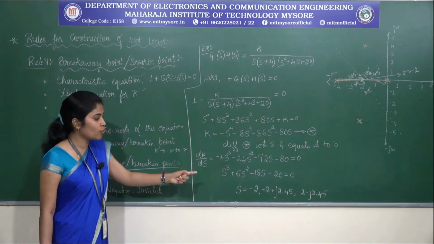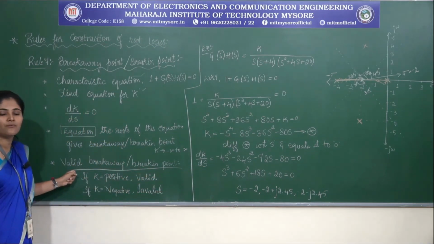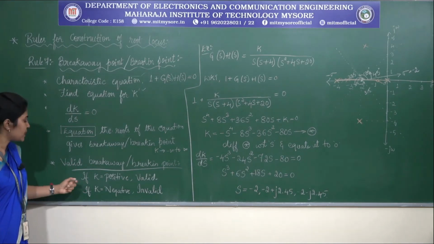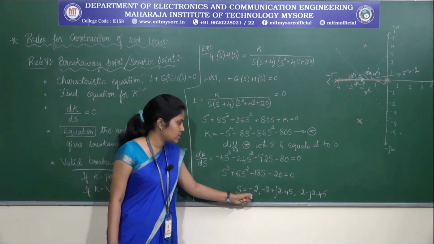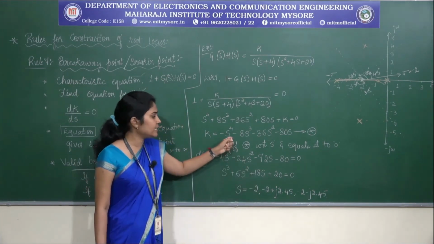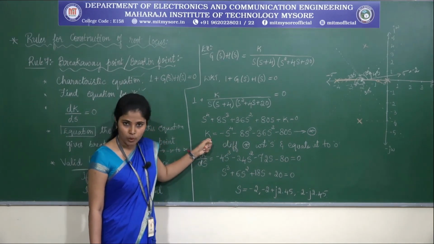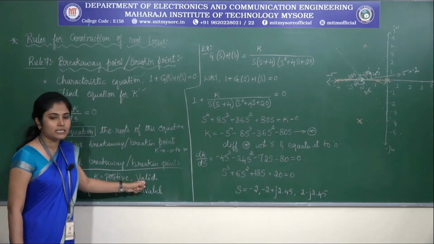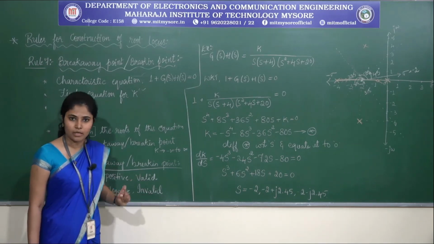Now out of all these three, what do I need to do? I need to find out which is the valid breakaway point. In order to do so, what should I do? I should substitute the value of s as minus 2 in equation star, and check what value of k I get. If k is positive, then it is a valid breakaway point. If k is negative, it is an invalid breakaway point.